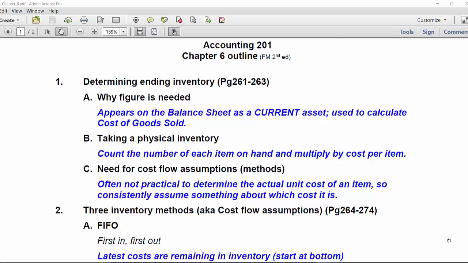Welcome to Accounting 201, Financial Accounting at Kapi'olani Community College. In this video, we'll take a deep look at Chapter 6 and discuss the ins and outs of inventory.